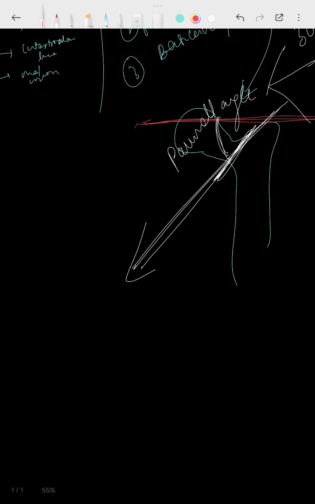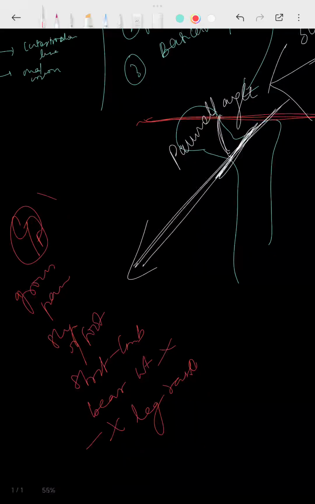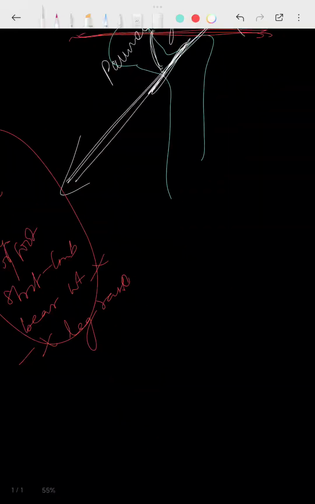Now, clinical features. Here most commonly you will have groin pain, slipping of foot on wet floor, shortening of limb, inability to bear weight. There will be no leg raise. Next will be your management.